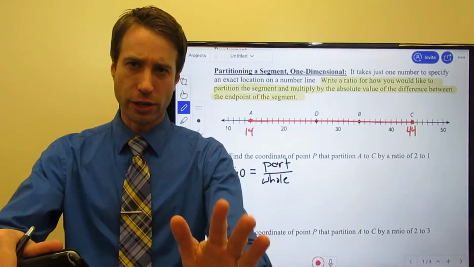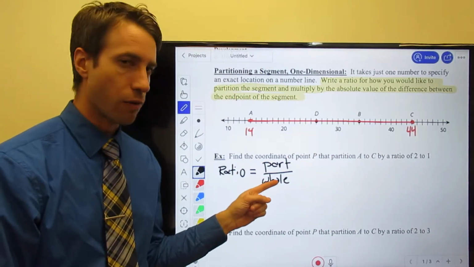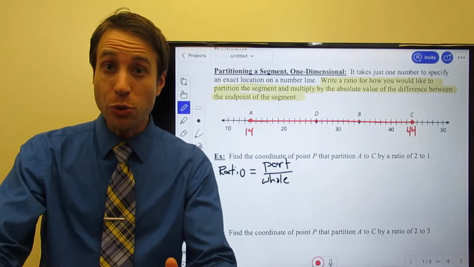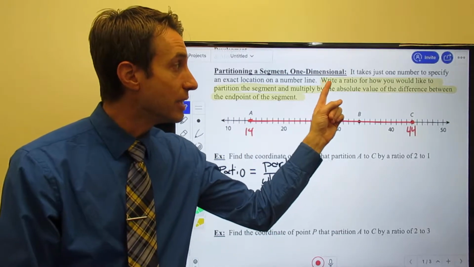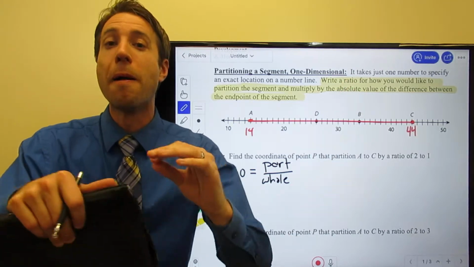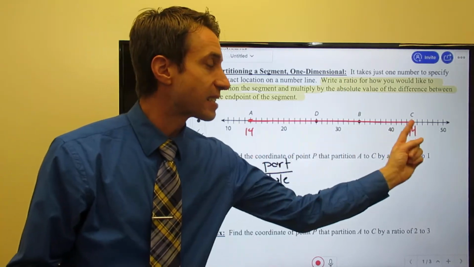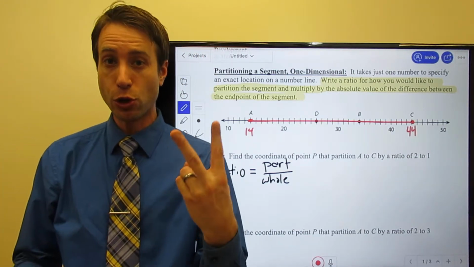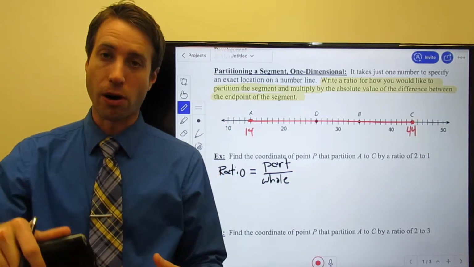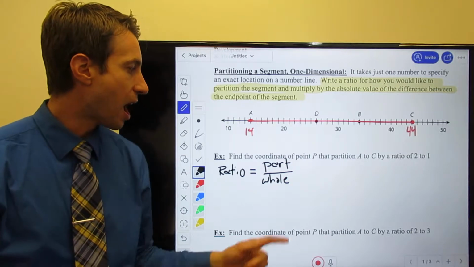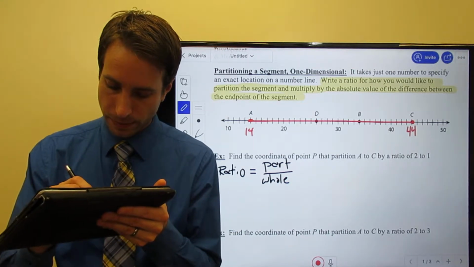Wait a second, I know, you just got confused. I thought it was the part over the whole. That's what you have to write. Look, the directions say you need to write a ratio based on the proportion, right? So we're going to split this line segment so that I have 2 parts to 1 part. Okay, so here we go. I want 2 parts.